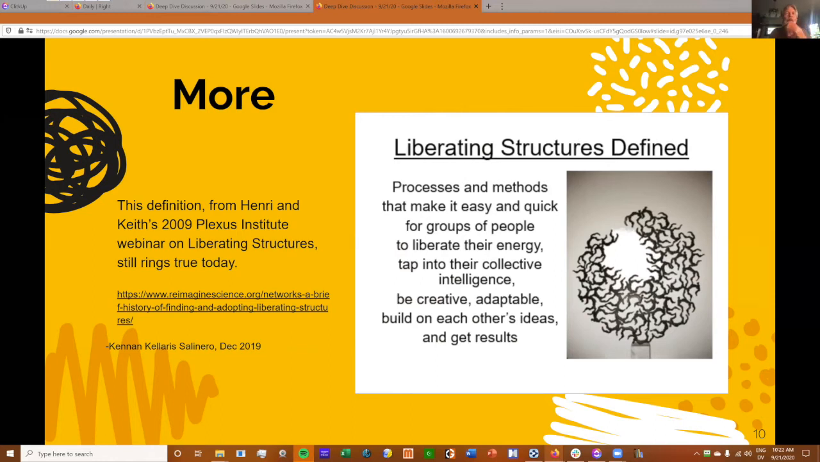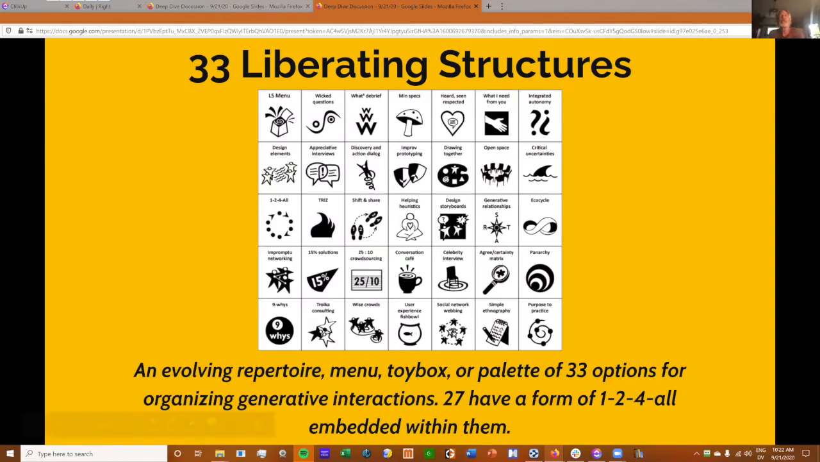This is a definition directly from Keith McCandless and Henri Lipmanowitz, who created liberating structures. This is from 2009, but again, it's not so much a definition, but it does come out of complexity research. If you go to the next slide, basically the liberating structure format has been embodied in 33 different structures. Each structure has its own purpose. It's an evolving set of tools. You can go to the website, liberatingstructures.com, and they're all laid out there. There's a Creative Commons license, free to use any of these structures and spread them widely.